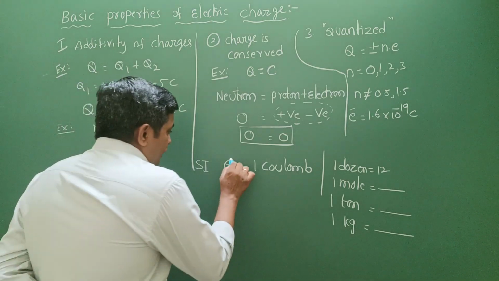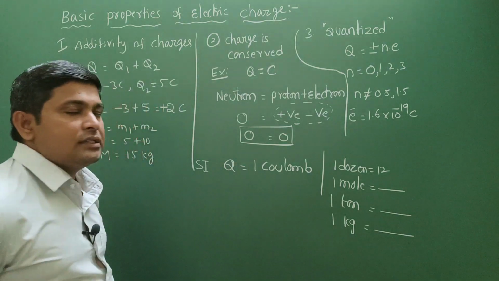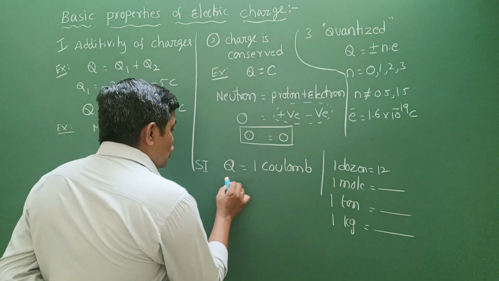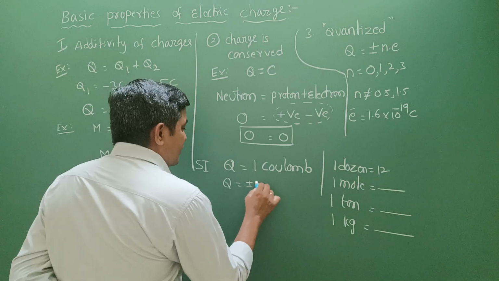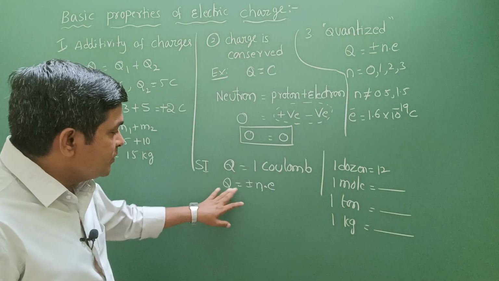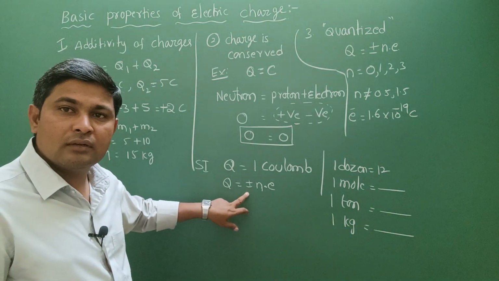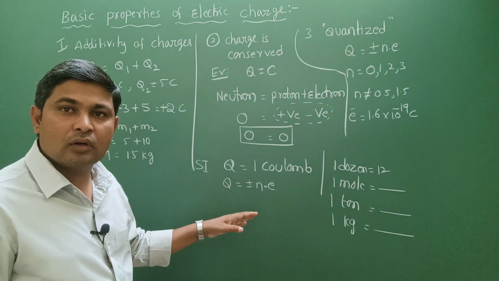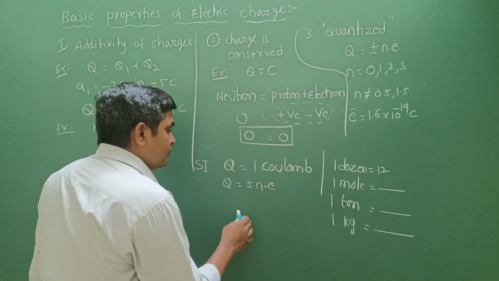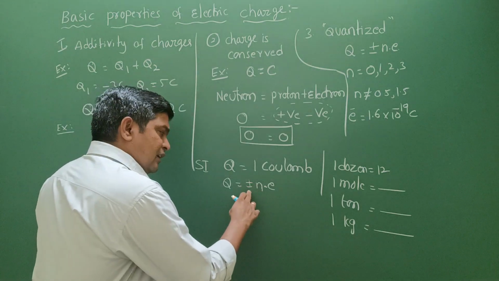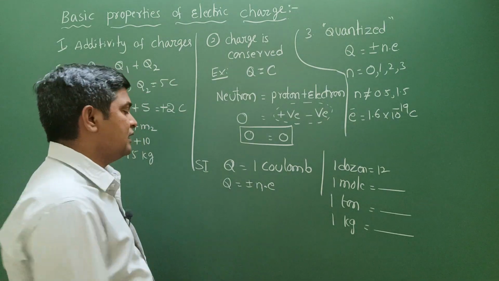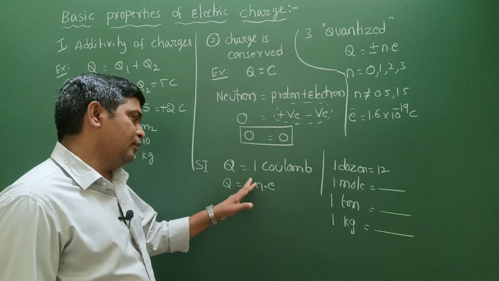What is the meaning of whenever you are saying charge is 1 coulomb? Charge is 1 coulomb. So then here it is q equals to plus or minus n into e. So why are we writing plus or minus? Because the charge may be a proton or an electron, right? If it is a proton, you can use the plus sign. If it is a number of electrons, you can write a minus.